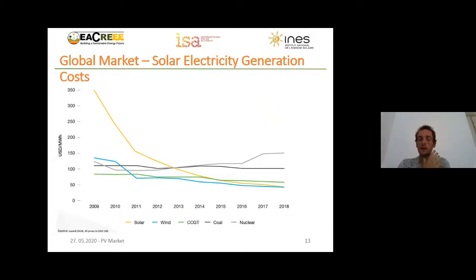So it's a very nice field to be working in, because the global solar market is now competitive with other power generation systems. So it will also encourage the financial system to build and develop more and more solar energy.